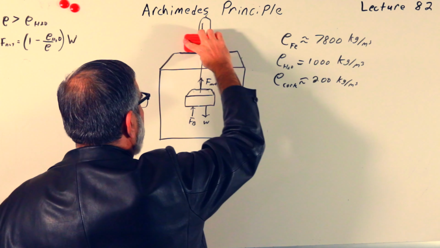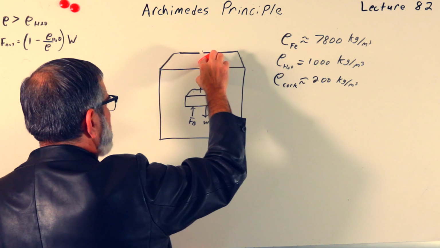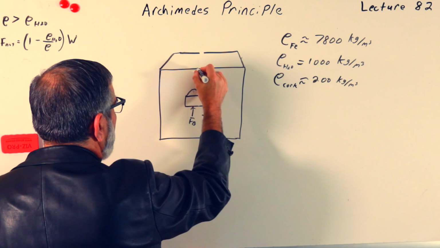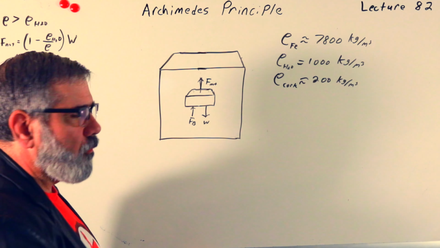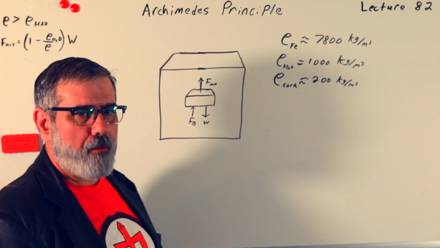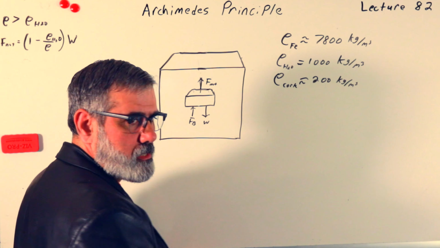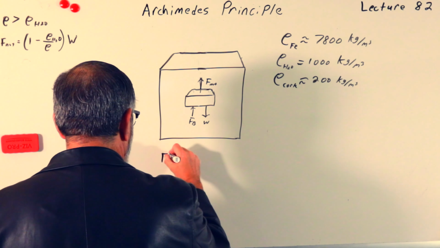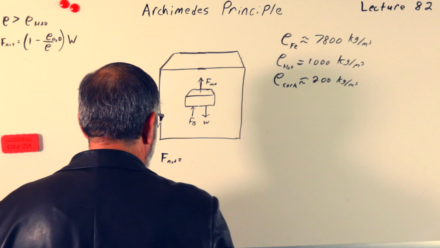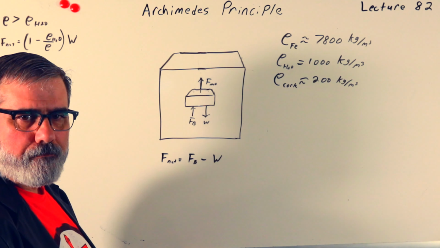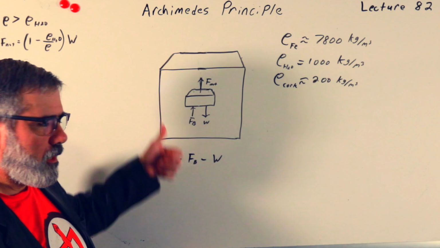Now we're not going to have a scale because this thing is going to do what? It's going to accelerate upwards, because the buoyant force is larger than the weight of the cork, and so this thing is going to accelerate upwards, okay? So let's see what the net force is going to look like. We'll call it F net again. This time it's going to be the buoyant force minus the weight, and the acceleration will be in the upwards direction.